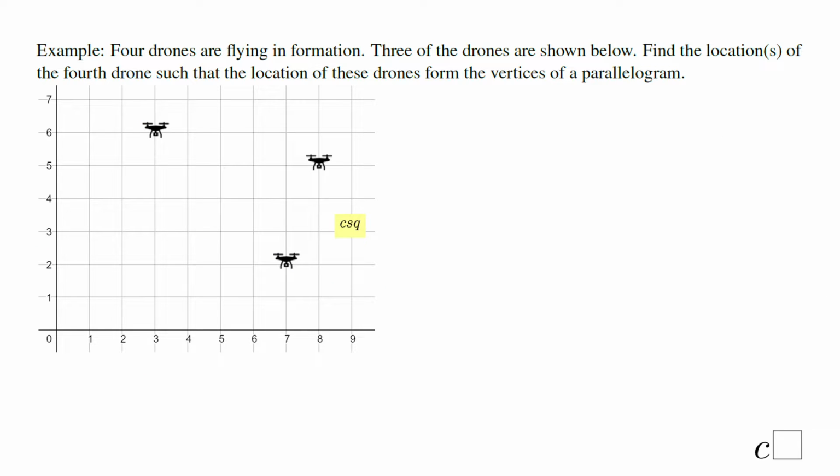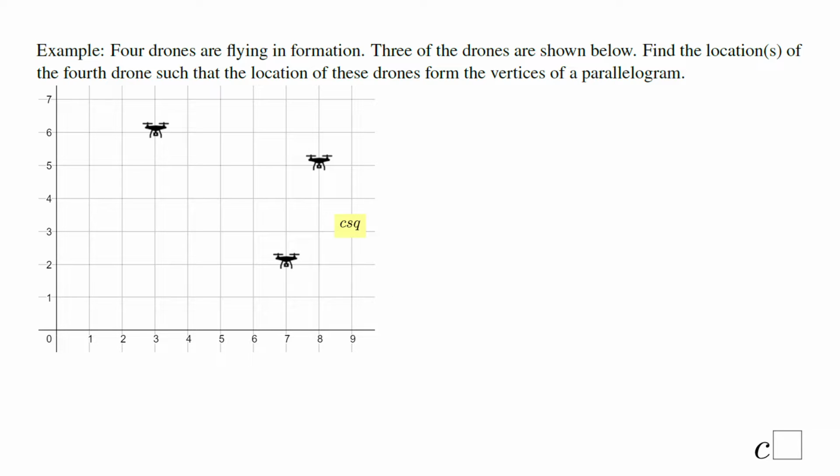On my next example, which also is on a rectangular grid, we have a kind of an application. We have 4 drones flying in a formation. 3 of the drones are shown, we see them in the picture. Find the locations, so it might be more than one, of the 4th drone, such that the locations of these drones form the vertices of a parallelogram.